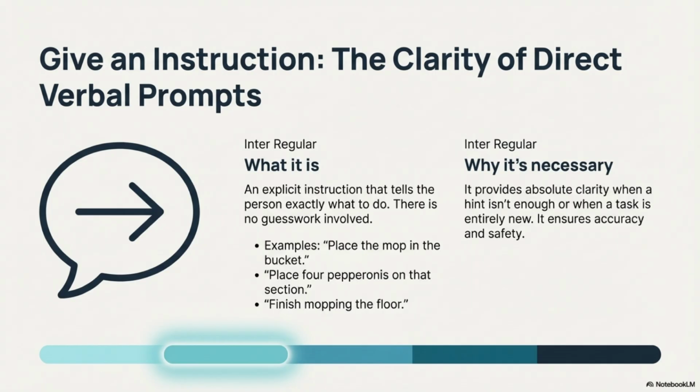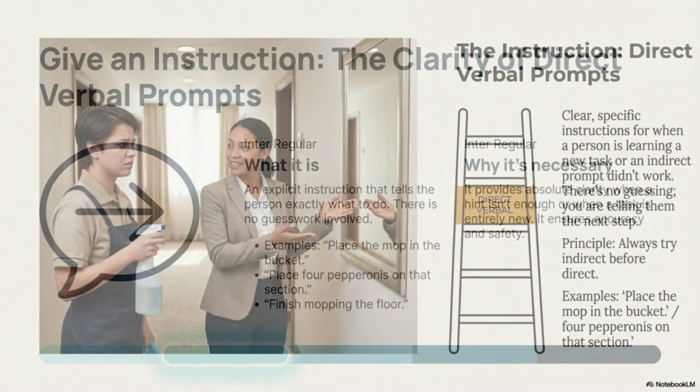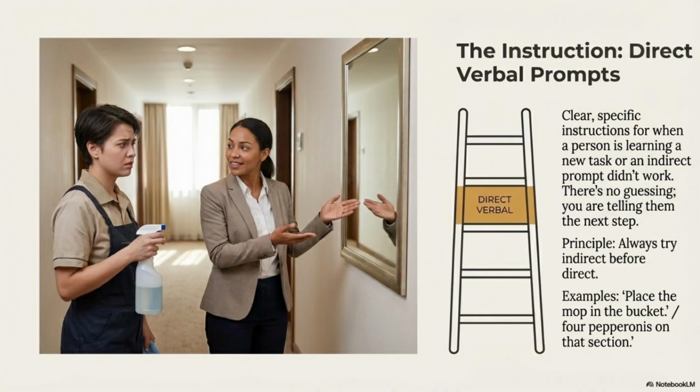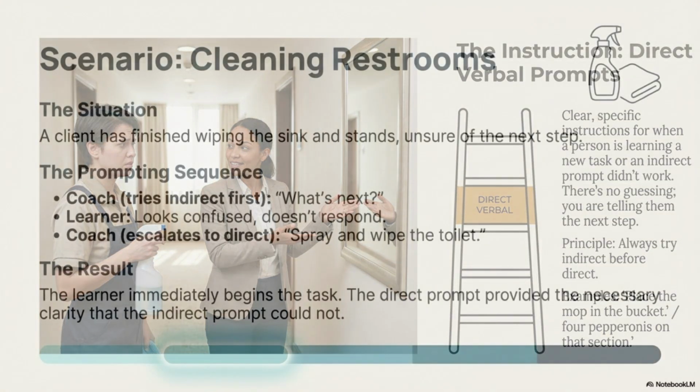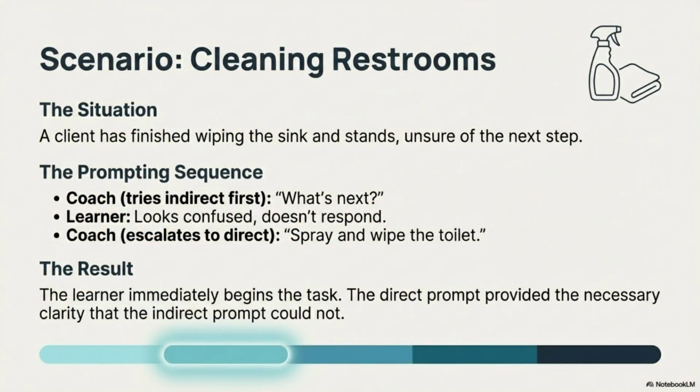When to use direct verbal prompts. Use them when the person is learning a new task and doesn't know what comes next. An indirect prompt didn't work. The situation requires immediate action for safety or quality reasons. Example from job coaching. Your client is cleaning restrooms. They've finished wiping the sink and they're standing there, unsure what to do next. You say, "What's next?" Indirect verbal. You try this first. They look confused and don't respond. So you say, "Spray and wipe the toilet." Direct verbal. You gave them the answer. They immediately start spraying the toilet.